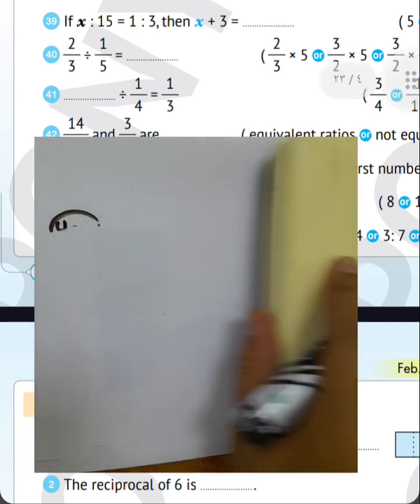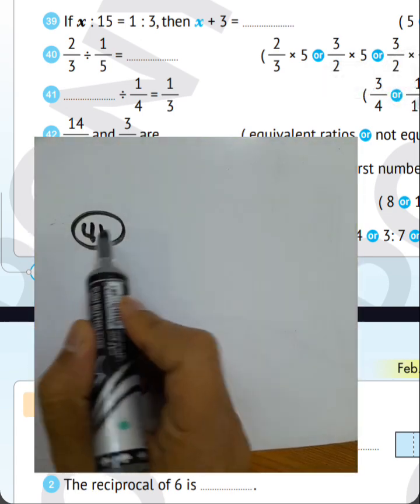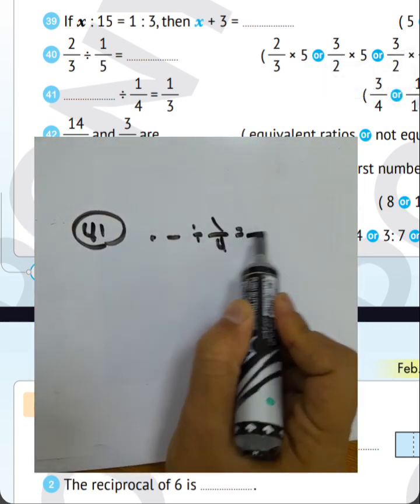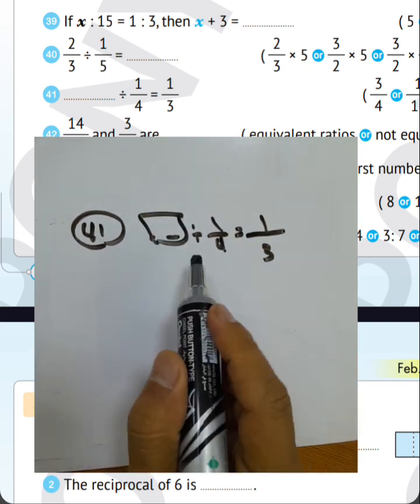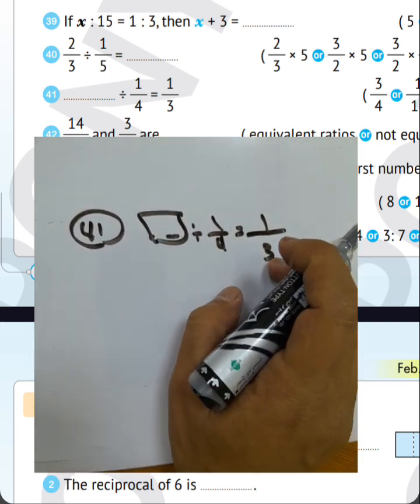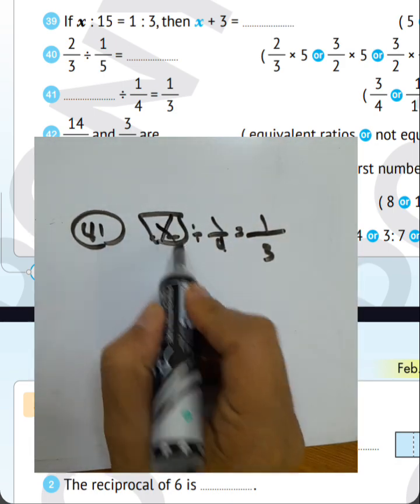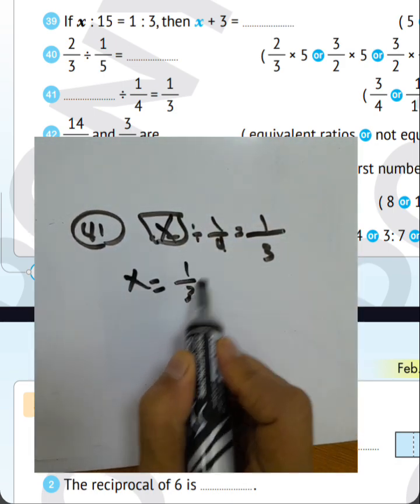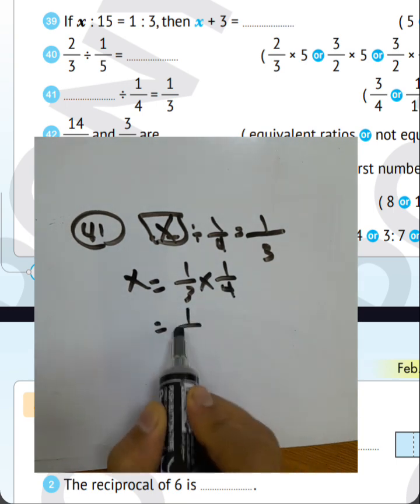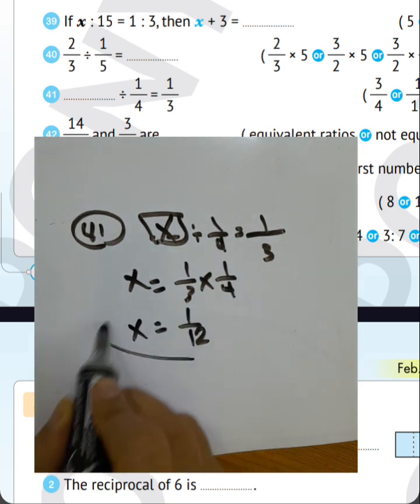Question 41. Some number divided by 1/4 equals 1/3. We can find this number by multiplying the divisor with the quotient to find the dividend. Put here x, then x will be equal to 1/3 multiplied by 1/4. The result will be 1/12. It's the value of x.